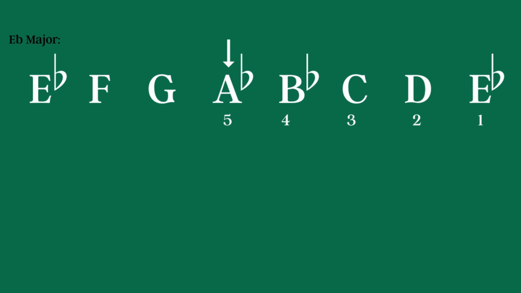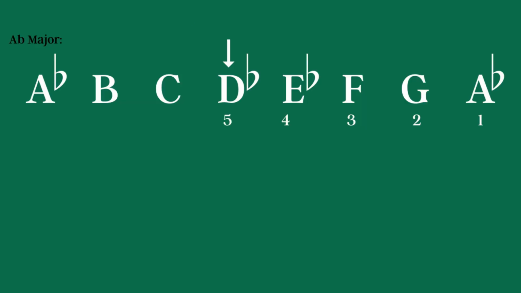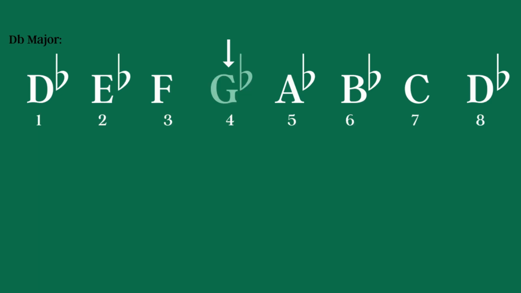A fifth below E flat is A flat, so A flat has four flats, B flat, E flat, A flat, and D flat. D flat is on the fourth line of the treble staff and the third line of the bass staff. A fifth below A flat is D flat, so D flat has five flats, B flat, E flat, A flat, D flat, and G flat. G flat is on the second line of the treble staff and the first line of the bass staff.